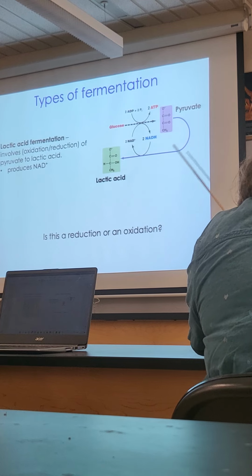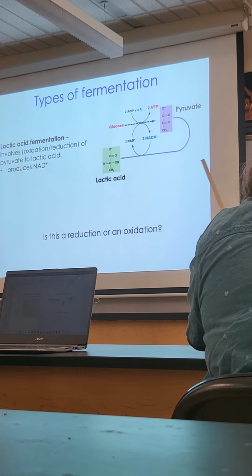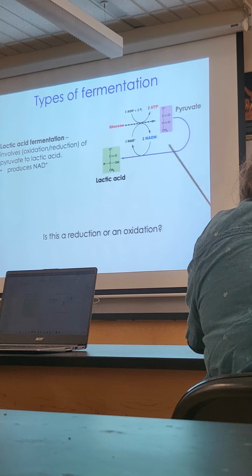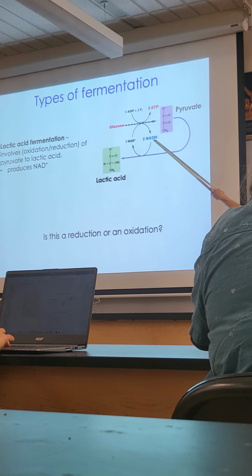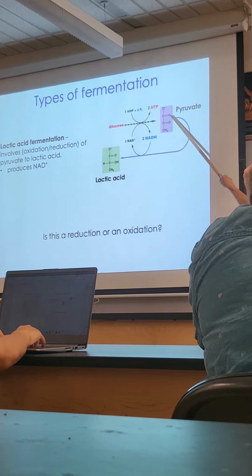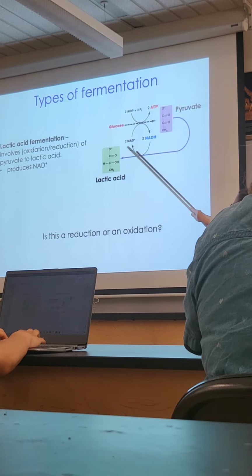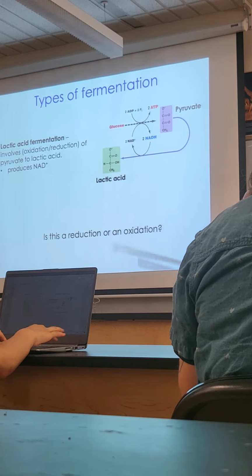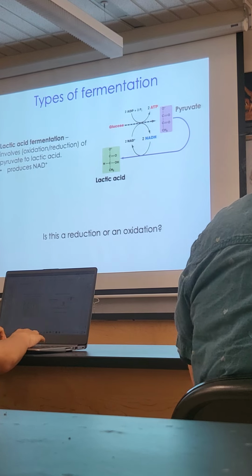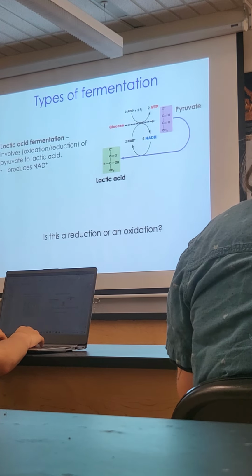And if we're going to reduce it, we need something to be the source of electrons. So what's the source of the electrons? It's the NADH. It passes its electrons to pyruvate. That gives us lactic acid. Okay, so that regenerates our NAD+. And again, that was the goal for that.